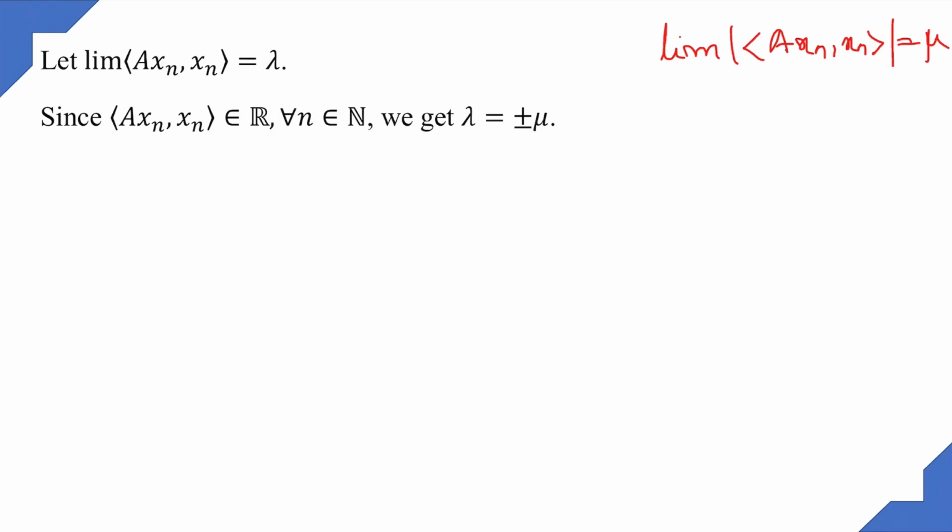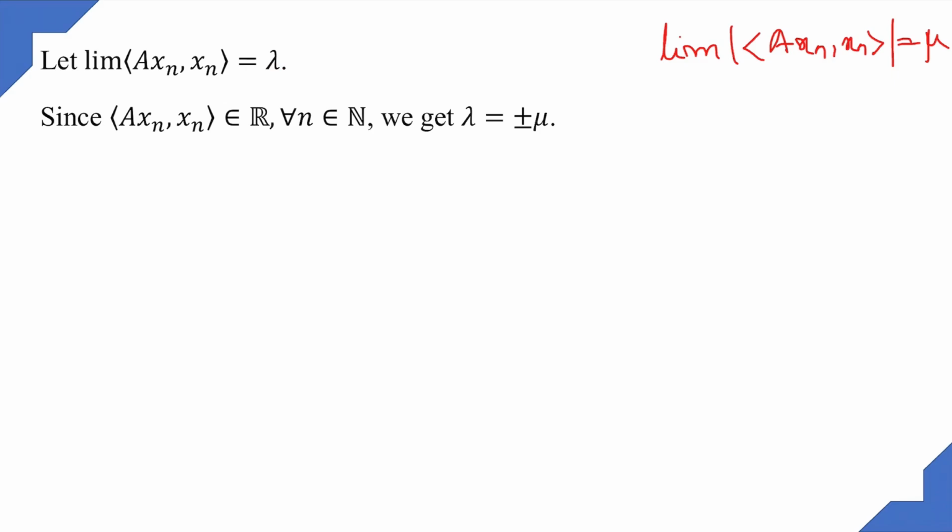So the absolute value of inner product Axn, xn is a real number for all n, an element of N, by the previous property, since A is a symmetric operator. So all the inner products Axn, xn are real numbers, so their limit lambda is also a real number.